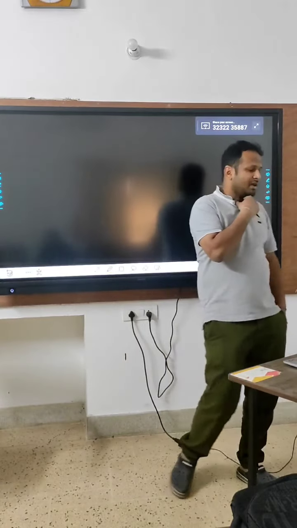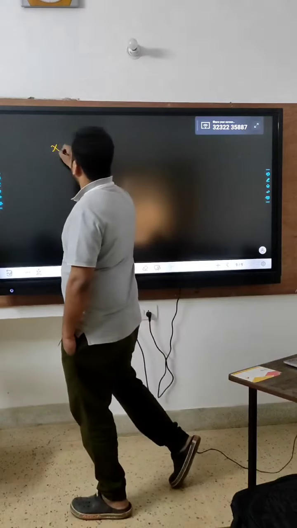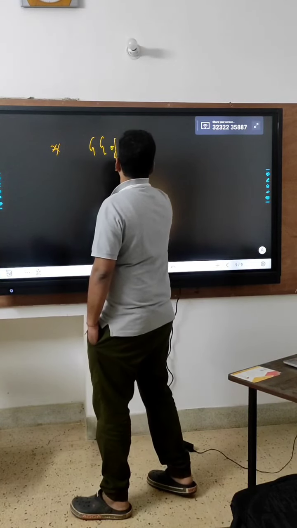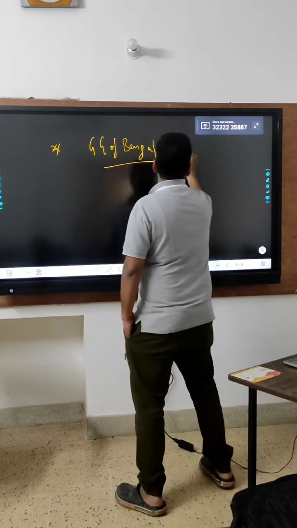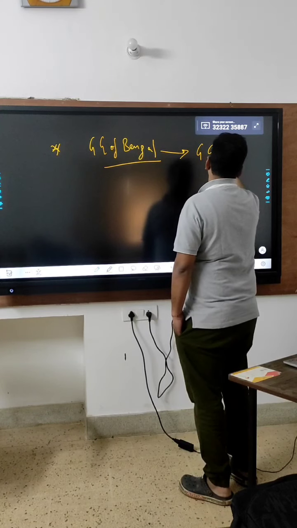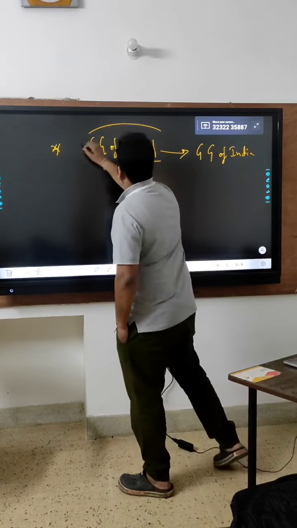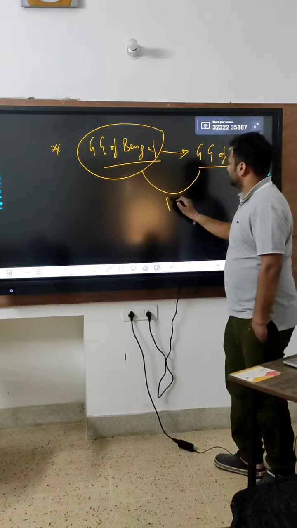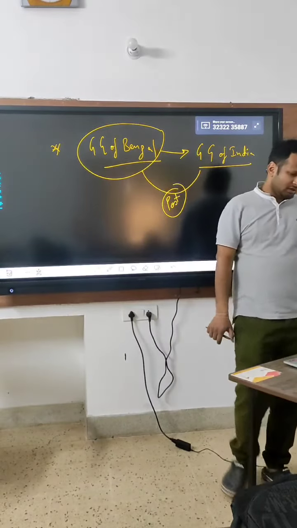Then what are the features? It made the Governor General of Bengal the Governor General of India. This is very important. The Governor General of Bengal changed name to Governor General of India. The name of the post was changed in this.